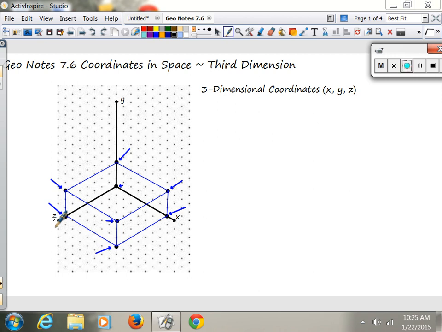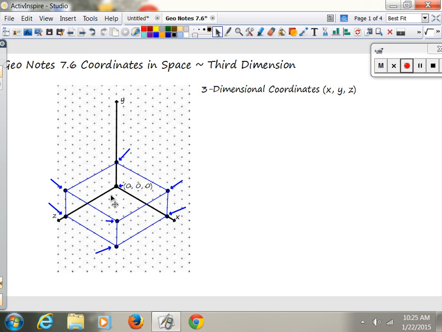So our origin right here is the 0, 0, 0 point. So you've got over 0, up 0, and over again 0. You're always going to go in alphabetical order: x, then y, then z. On this graph, you can see that x comes out towards the right side, z goes to the left side, and y is always up and down, vertical.